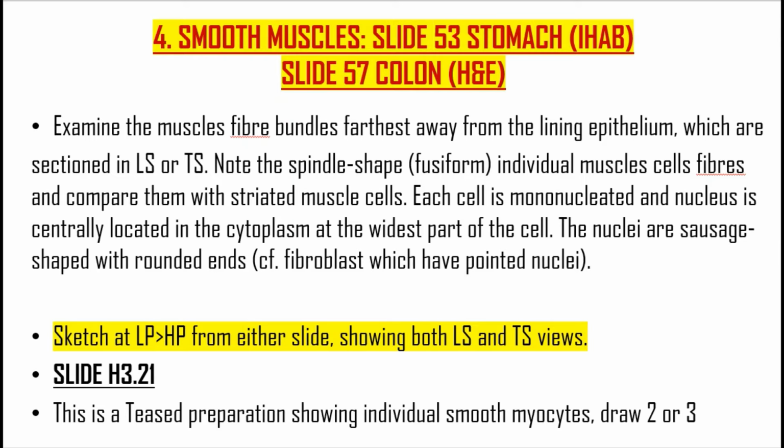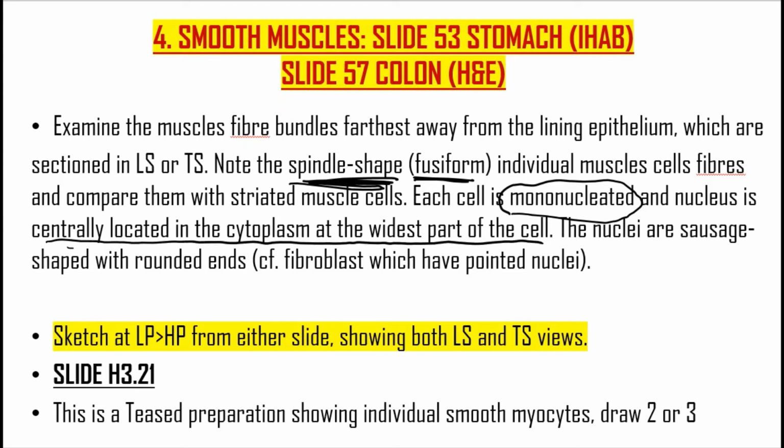Let's look at smooth muscles. The hallmark of smooth muscles is that they are spindle-shaped, a term that is used is fusiform. They are spindle-shaped individual muscle fibers, and they are not striated. They are mononucleated, meaning they have only one nucleus, and the nucleus is centrally located in the cytoplasm at the widest part of the cell. The nuclei are sausage-shaped with rounded ends. So you sketch it at high power.